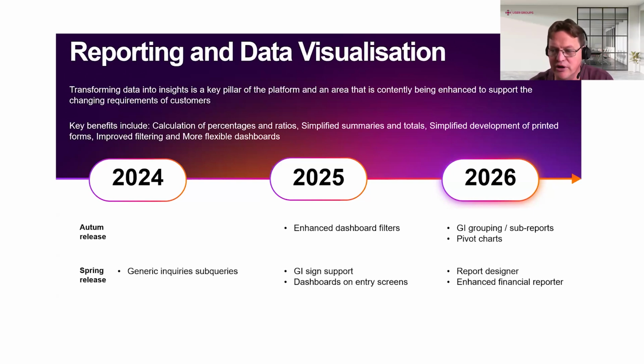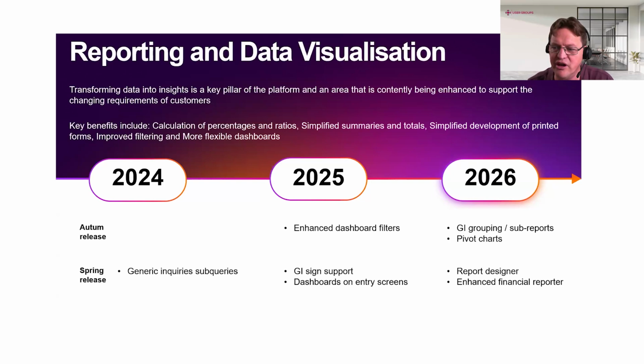As we go further into 2026, some of the key areas around the reporting focus is GI grouping. One of the key differences at the moment between generic inquiries and the report writer is the ability to run subgroups within a report. So grouping my sales by region, okay? You don't have that ability to group inside generic inquiries, and we want to bring that through so that the generic inquiry becomes a much more powerful reporting tool as opposed to the current report writer, which is pretty complex to try and understand.